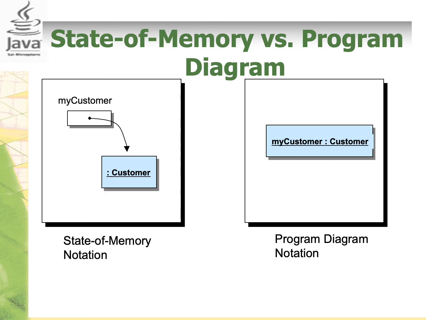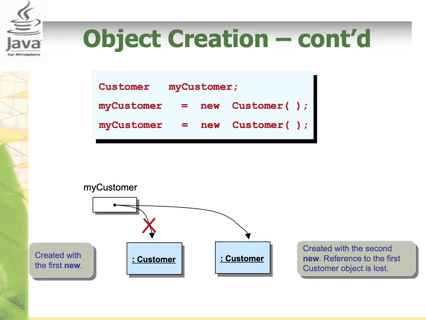Here are 2 different diagrams showing the same information. Namely, there's a Customer object and the name we are using to refer to it is myCustomer. Say that we have this code, Customer myCustomer equal to new Customer, and on the next line we have myCustomer equal to new Customer again. Is this code fragment valid?